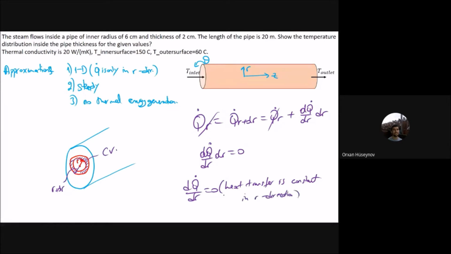Because its derivative with respect to r is 0. If it is 0, that means that the heat transfer doesn't change in our direction. Now I will replace the Q dot formula, so that Q dot was equal to negative KA dT by dx. But in radial coordinates, it will be negative KA and dT by dr.